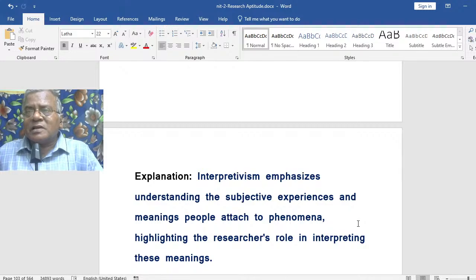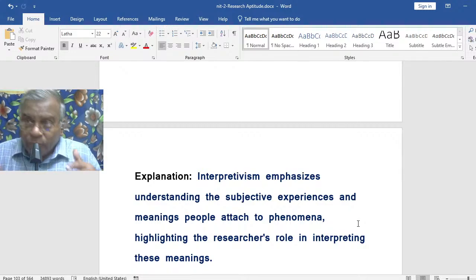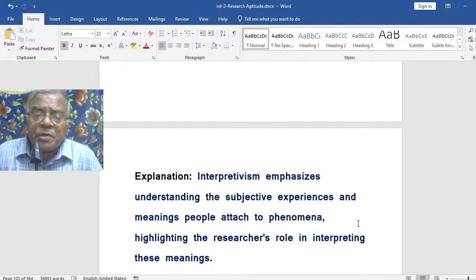So many things the particular group will be saying, and their behavior patterns, so many items he will be observing. All these things have to be explained with some understanding. The researcher has to interpret all these things in some patterns. That is the idea here. Interpretivism emphasizes understanding the subjective experiences and meanings people attach to phenomena, highlighting the researcher's role in interpreting these meanings.